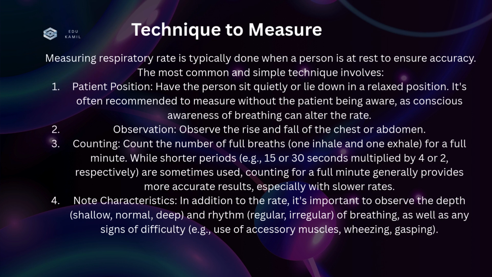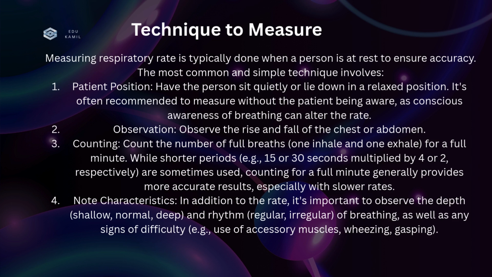Technique to measure. Measuring respiratory rate is typically done when a person is at rest to ensure accuracy. The most common and simple technique involves: 1. Patient position. Have the person sit quietly or lie down in a relaxed position. It's often recommended to measure without the patient being aware, as conscious awareness of breathing can alter the rate.